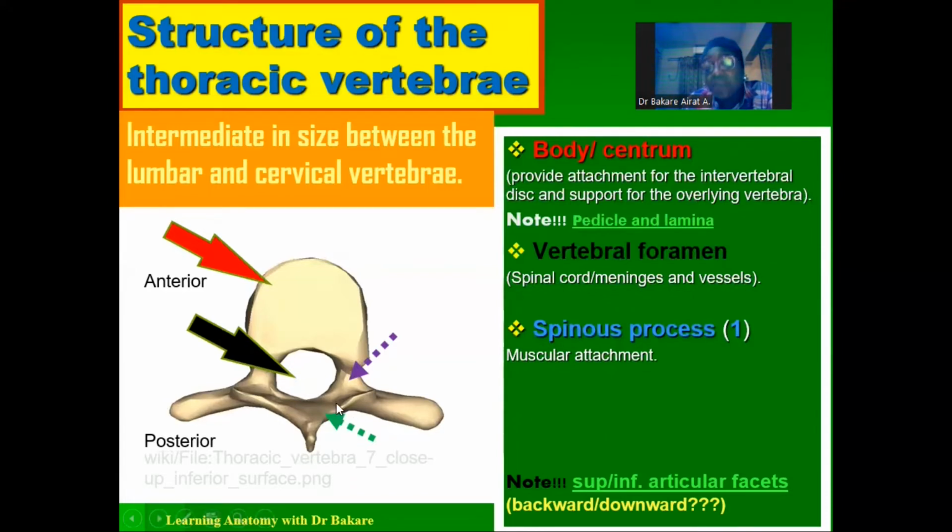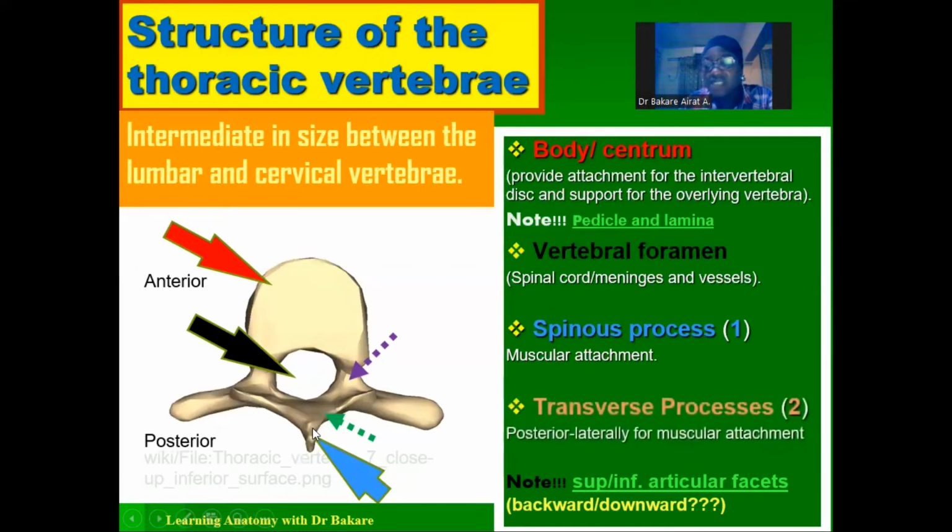We said that this lamina, the way they run, they are directed towards the median plane. And the reason for this direction is to allow the emergence of the spinal process. And this is the spinal process. It is directed downwards and also posteriorly. And this is how the spinal process emerges. We have just one, and this is basically for the attachment of muscle.